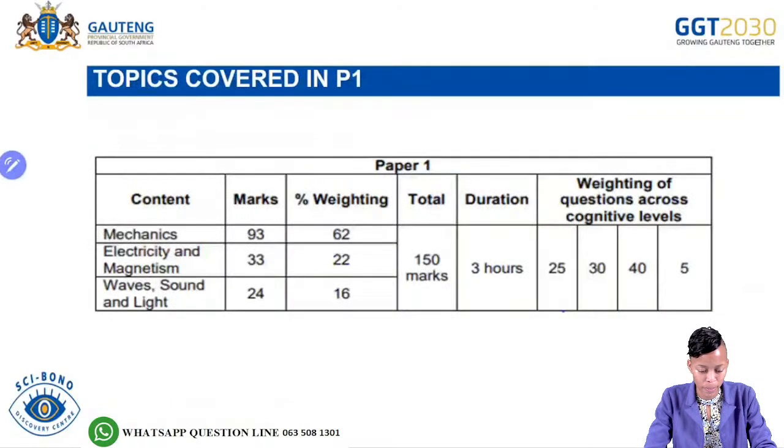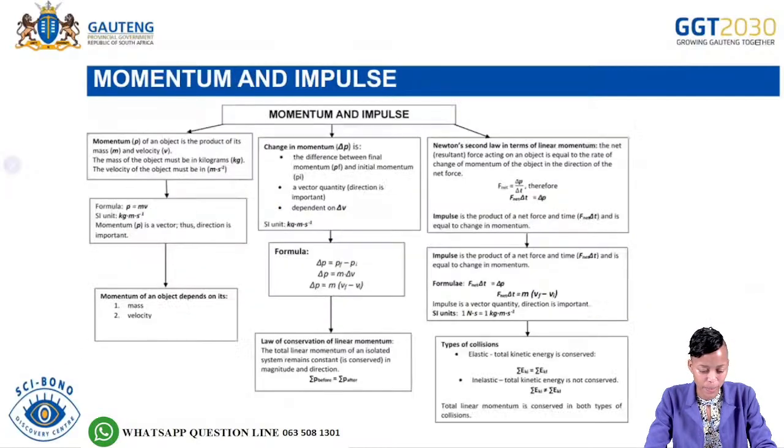The topics to be covered in paper 1 will be under mechanics, which has a total of 93 marks and a percentage weighting of 62. Electricity and magnetism, which has a total of 33 marks and a percentage weighting of 22. Wave, sound and light, which has a total of 24 marks and a percentage weighting of 16.